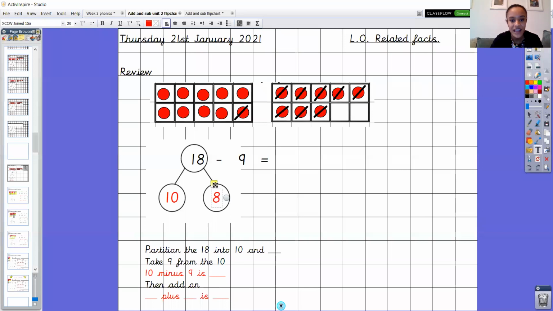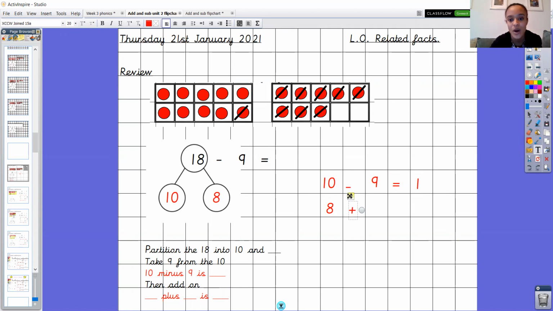8. And then we use this 10 here, and we're going to take away that 9 from the original number sentence. So this 9 here, 10 take away 9. And we're going to find out what the answer is by using our number bonds to 10. So we know that 9 and 1 makes 10. So 10 take away 9 equals 1. Then we're going to add this 8 here and this 1 together, and that's going to give us our answer to our takeaway number sentence.